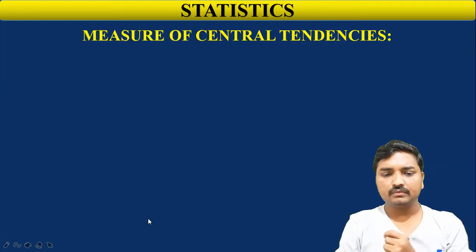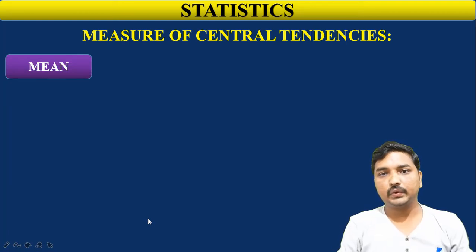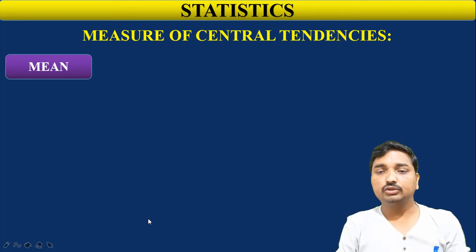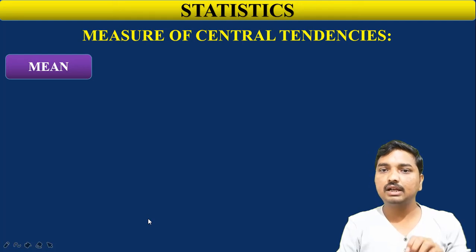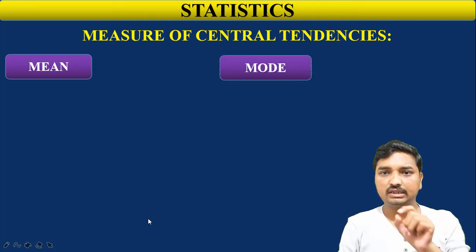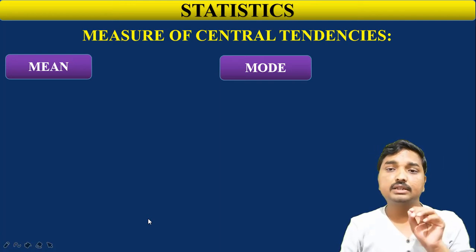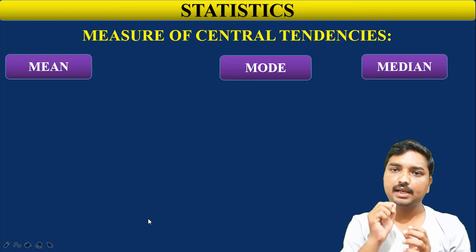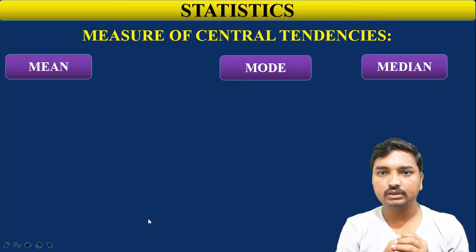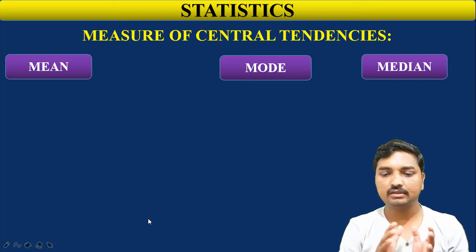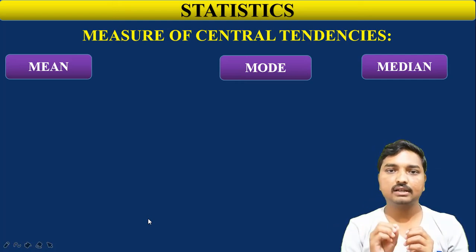Now look here. The first method is mean. Mean is one method to measure the central tendency, so the value of the mean indicates the central tendency of the data. After that, the second method is mode. This is another way to find the central tendency of a given data. And the third method is median. Median is also another method to find the central tendency of a given data. There are three different methods to identify the central tendency of a data.